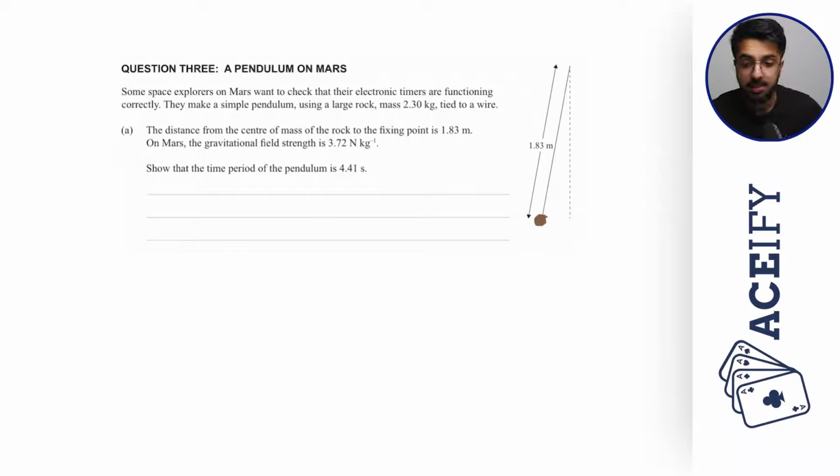There we go. Some space explorers on Mars went to check that their electronic timers are functioning correctly. They make a simple pendulum using a large rock of mass 2.3 kgs, which is tied to a wire. The distance from the center of mass of the rocks to the fixing point is 1.83 meters. On Mars, the gravitational field strength is 3.72 newtons per kg. Show that the time period of the pendulum is 4.41 seconds, okay?